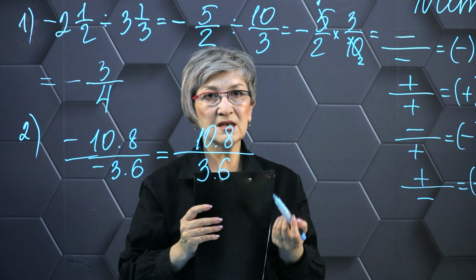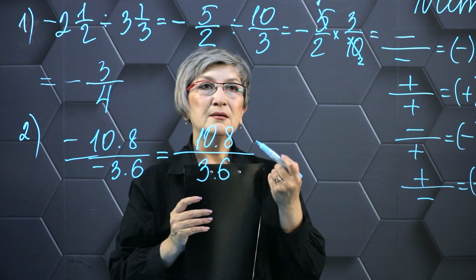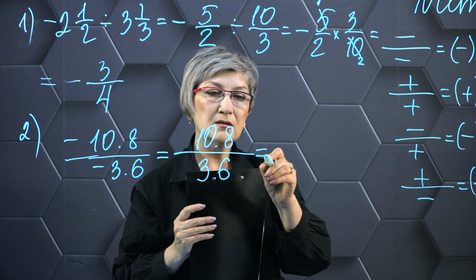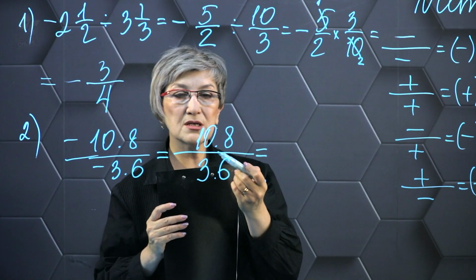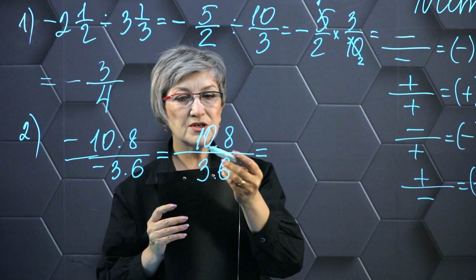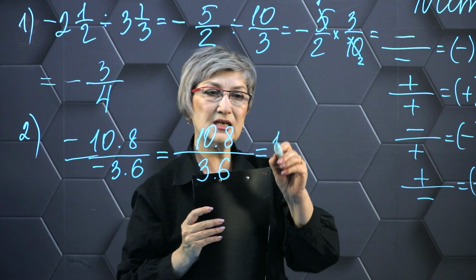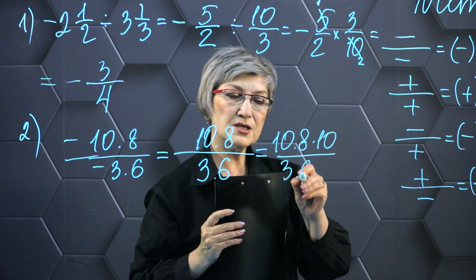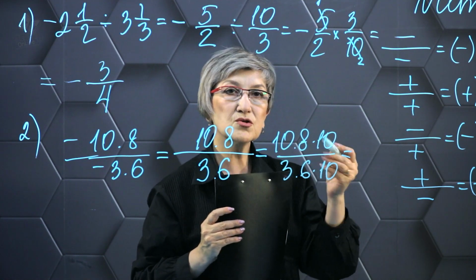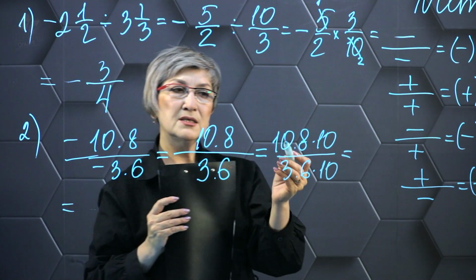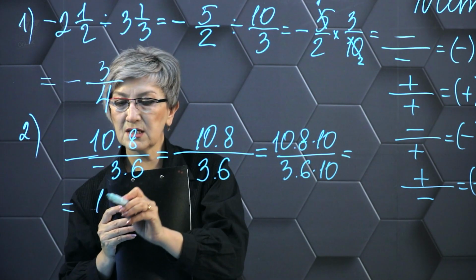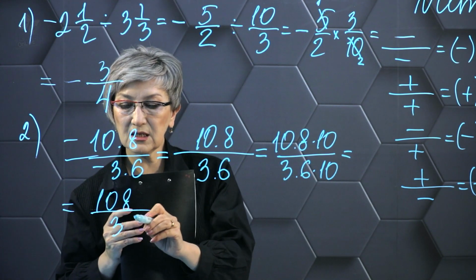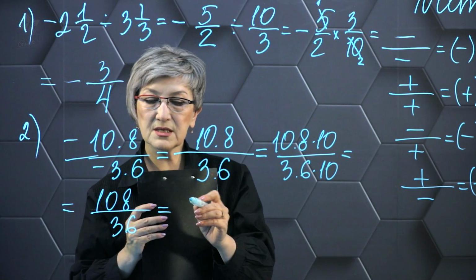10.8 can be divided using column division, but it is possible to simplify this action. 10.8 divided by 3.6, I'll multiply by 10. The result is 10.8 times 10 is 108, and 3.6 times 10 is 36. Then 108 divided by 36 is 3.